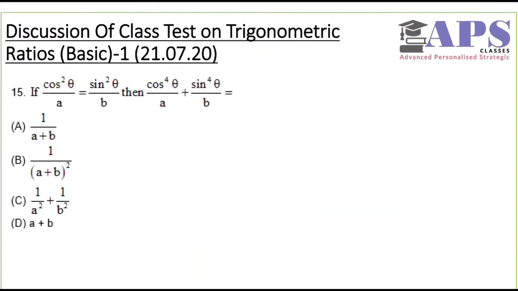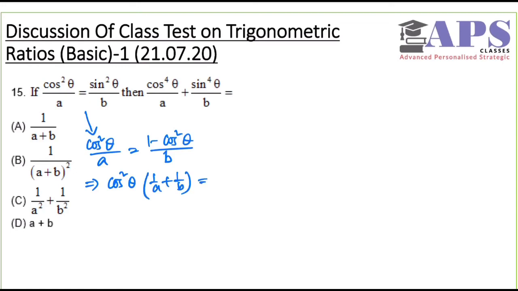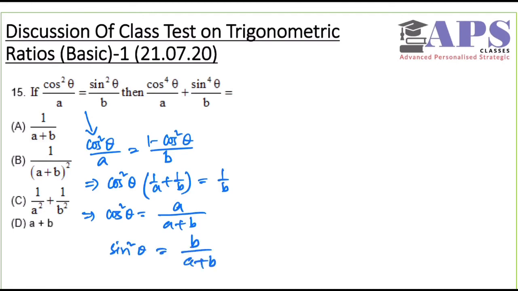In question number 15, we have to find in terms of cos power 4. So if I try to express this in terms of only cos, it will be cos square theta by a equal to 1 minus cos square theta by b, which when simplified will give us cos square theta into 1 by a plus 1 by b equal to 1 by b, which will imply cos square theta is equal to a by a plus b, and so sin square theta is nothing but b by a plus b, because the sum should be 1.